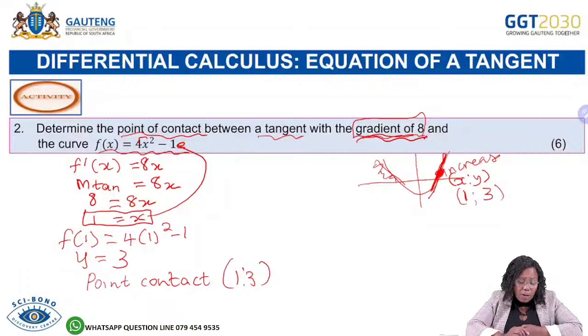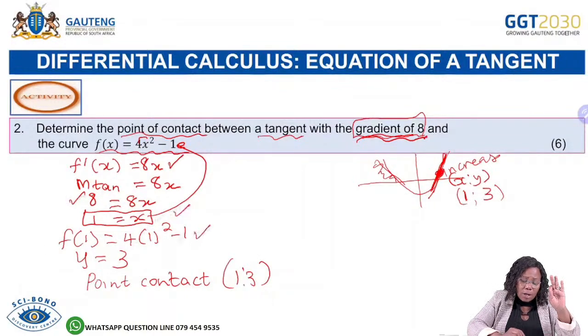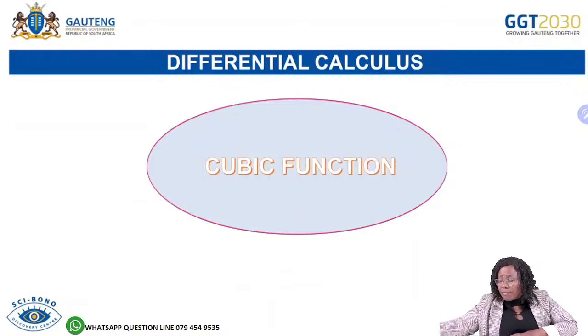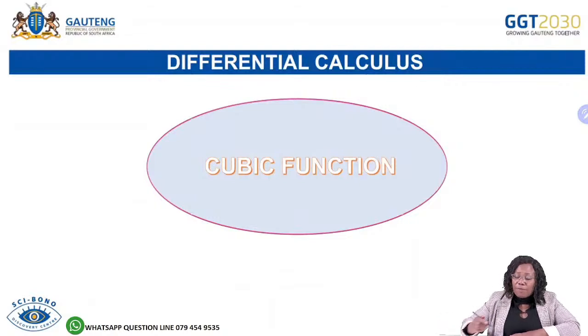And then let's see, mark allocation is for derivative number 1, for equating your derivative to 8, for finding the value of x, for substituting 1, for finding the value of y, and then for writing that in coordinate form. Right, and then we are done with the equation of a tangent, grade 12. We have tried our level best to unfold different ways of asking it. And then now we look at the cubic function.